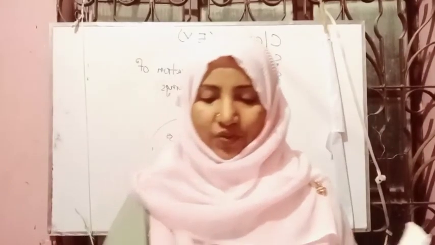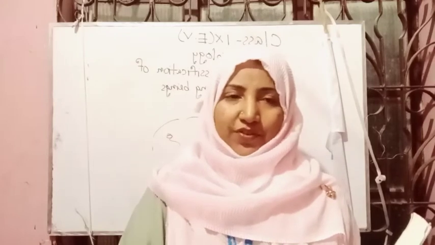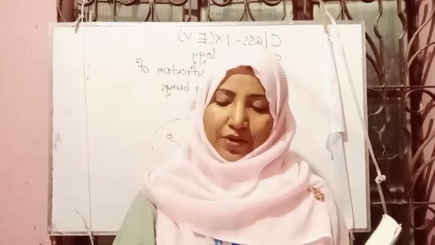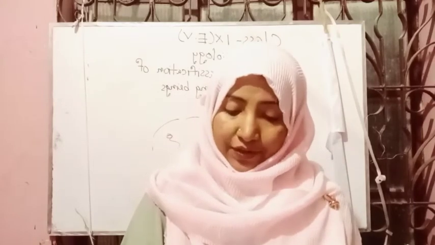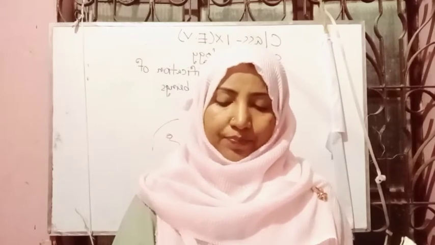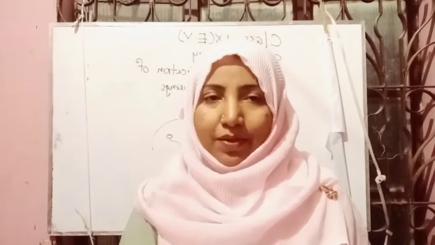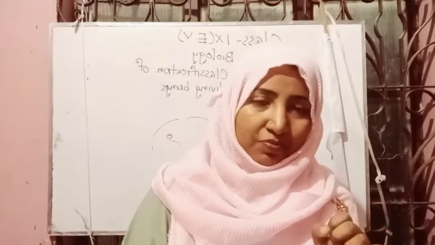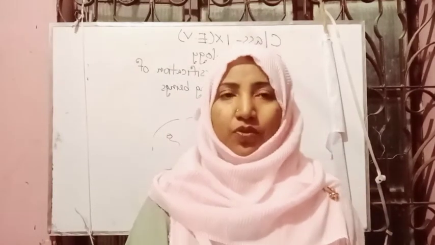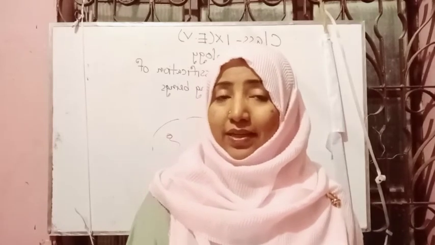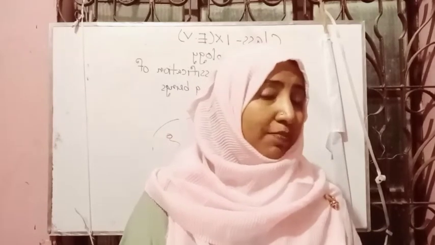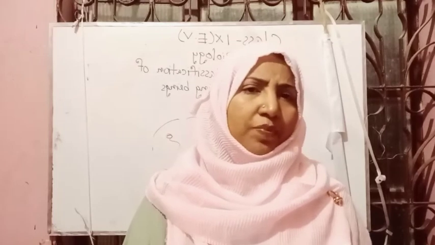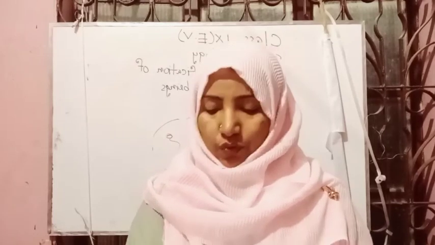Now, my dear students, there are no plastids, mitochondria or endoplasmic reticulum. But ribosome is present, because ribosome is the main structure made of protein. So ribosome is present, but no other cell structures, such as mitochondria, centrosome or plastid.